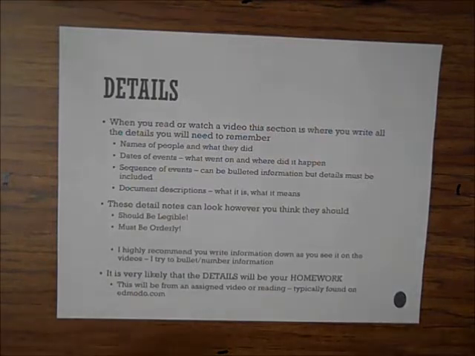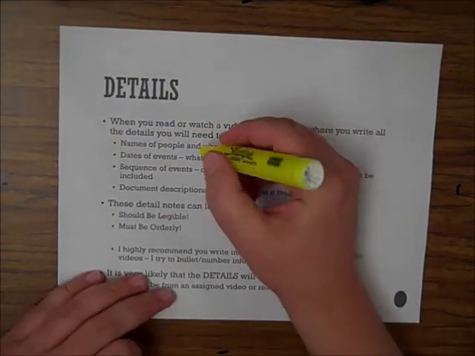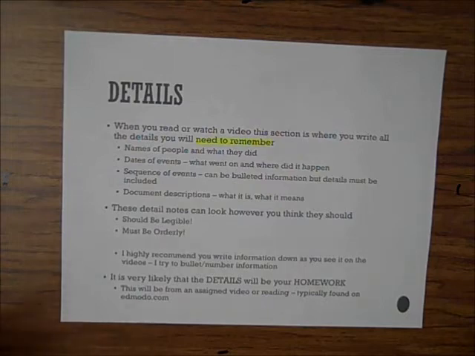Now, when you read something or watch a video as you are now, this section is where you write down all the details you will need to remember. Names of people and what they did. Dates of events, what went on and where did it happen. The sequence of events can be bulleted for information, but details must be included. And then document descriptions, what it is, what it means, things like that go in your details.